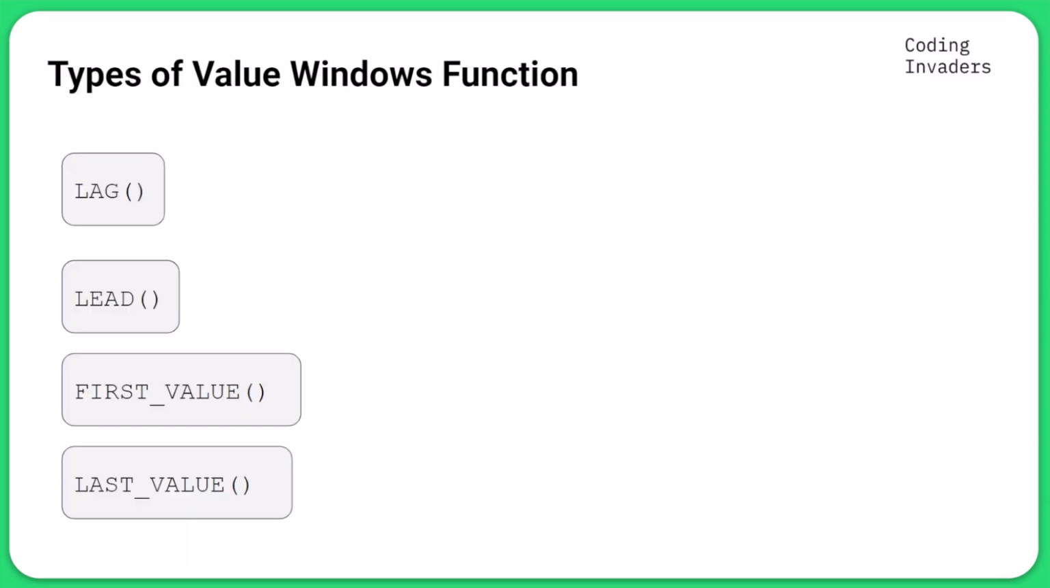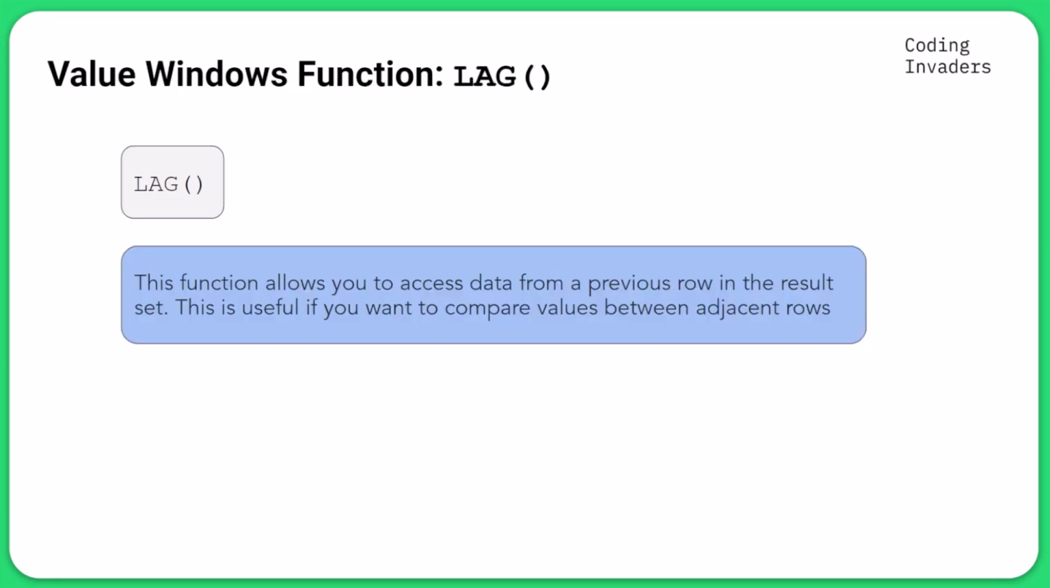So we will be covering four value window functions: lag, lead, first value and last value. In this part 1 of the video, we will cover lag and lead. And in the second part, we will cover first value and last value. So now let's look at lag.